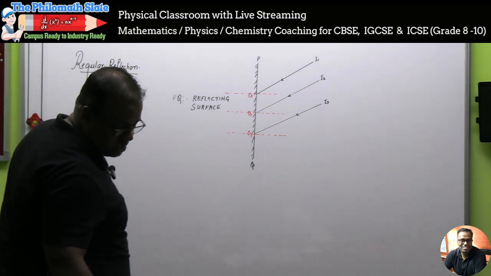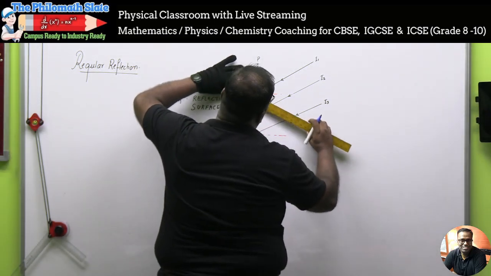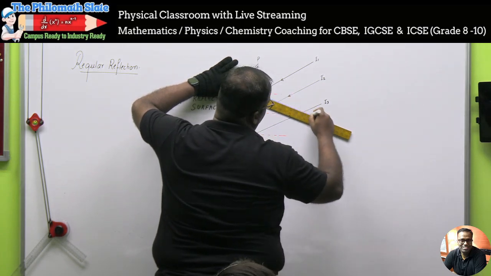So you've got 3 incident rays and put the laws of reflection. All of them should have equal angles of reflection.